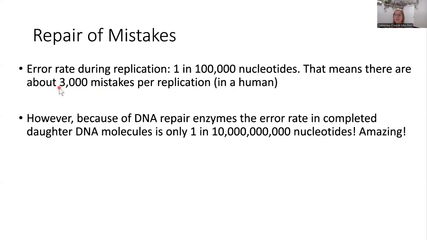And that sounds like a ton, but they don't stay. Because of our repair enzymes, these 3,000 mistakes are decreased. They're mostly caught, and our overall error rate in a completed piece of DNA is only 1 in 10 billion nucleotides. So our DNA replication machinery isn't perfect, but our editing ability is impeccable. And so our overall genes being altered from replication are quite rare, which is pretty nice for us as living things that do mitosis all the time.